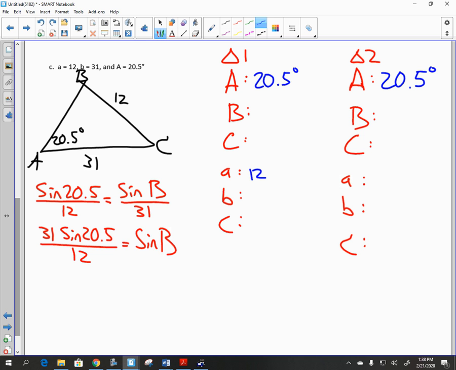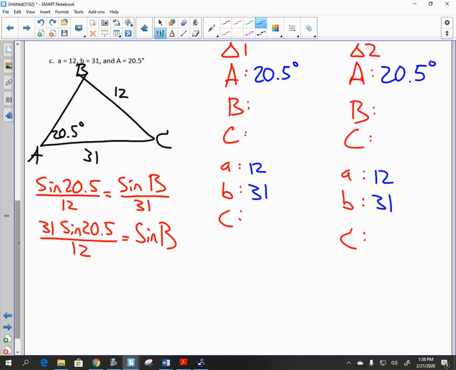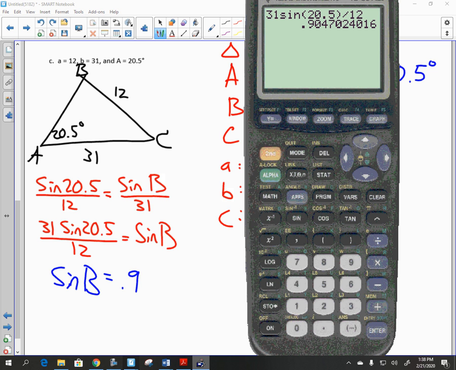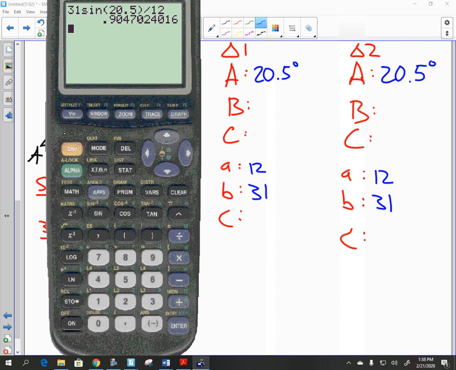Yep. So put 12 for little a. 31 for little b. Now, you guys remember my drawing? I drew two triangles. One was an acute angle. The other one was obtuse. So what we're going to do right now is you came up with sine of B. Sine of B was equal to like 0.9 something, right? So here's where everybody gets confused. Once we've got this, we just go sine inverse, and I get 64.78.